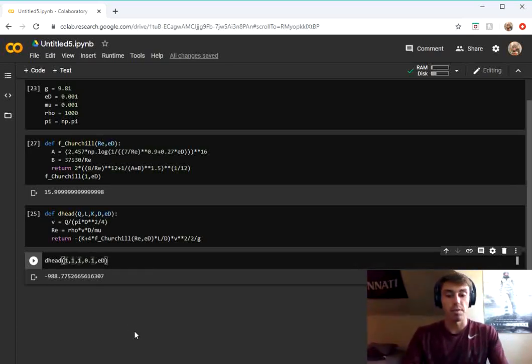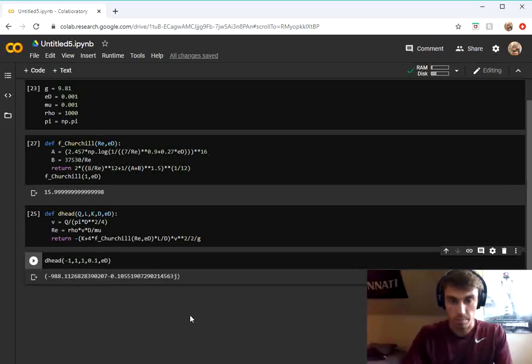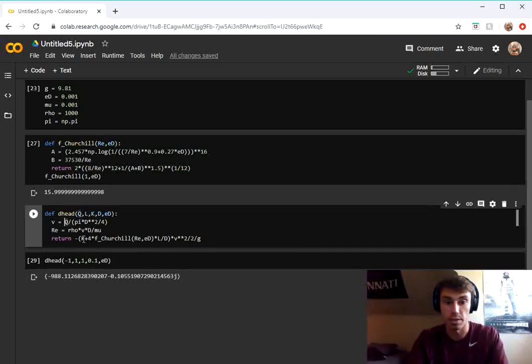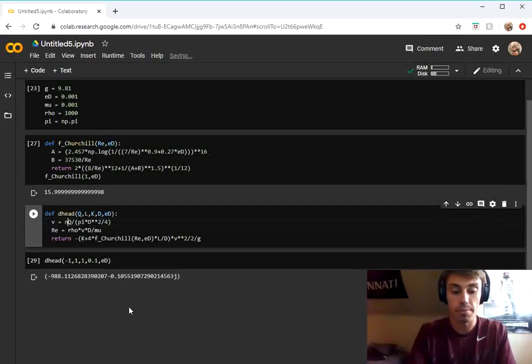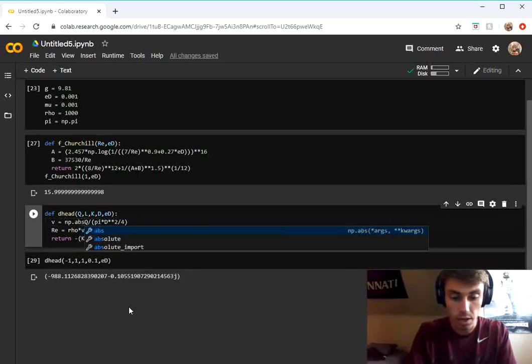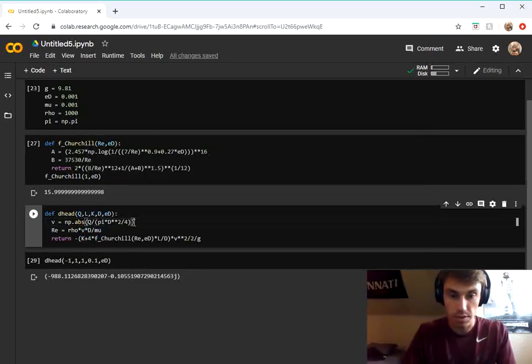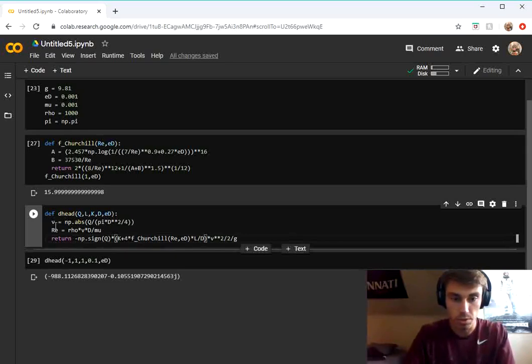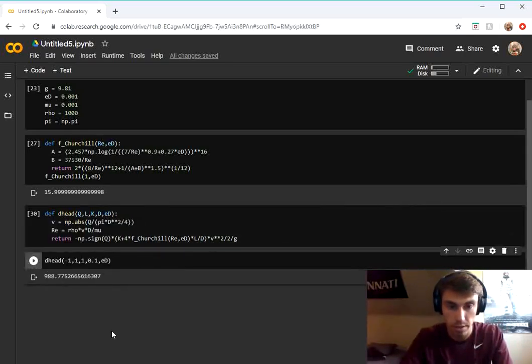So let's just say that we have a negative flow rate in there. Let's see what we get. So this number is obviously messed up. So we need to account for any negative flow rates. We're going to do that by taking the absolute value of this, and then we're going to incorporate NumPy sign to apply the sign of the flow rate back to what we're returning. You can see that it fixed our output.